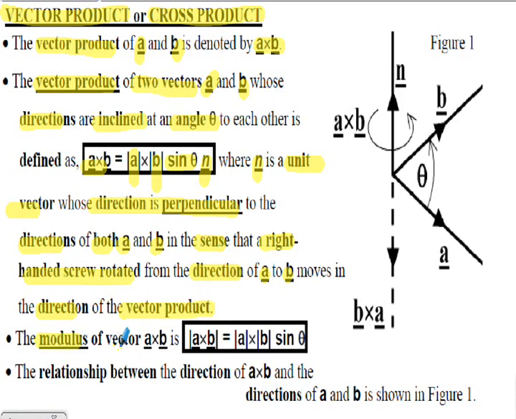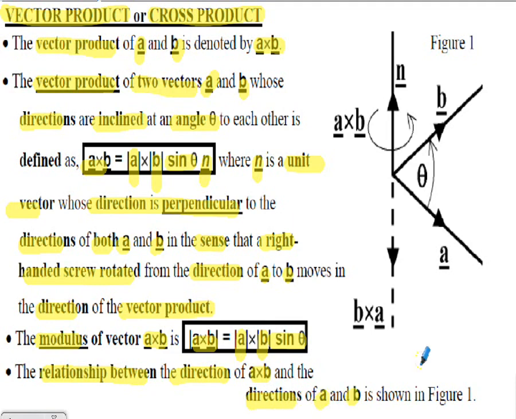The modulus of vector A cross B is given as the modulus of A cross B equals the modulus of A multiplied by the modulus of B multiplied by the sine of theta. We don't use the n in this case. And the relationship between the direction of A cross B and the directions of A and B are shown in figure 1 above.